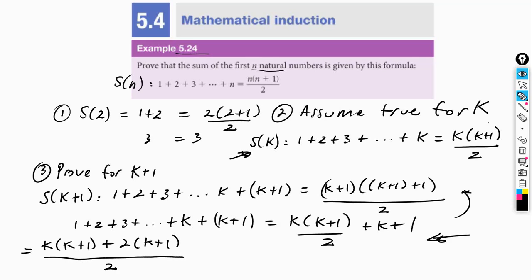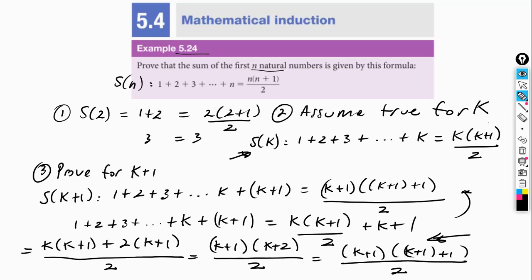Notice that it's equivalent to that. And the final step: since we have arrived to the same answer, we have proven by mathematical induction that the statement is true.